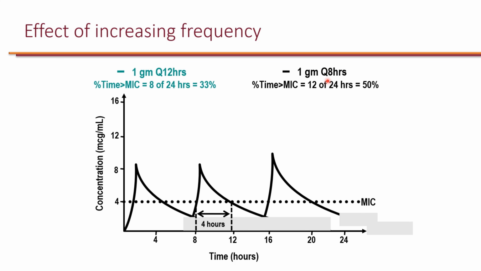The advantage of increasing the frequency instead of doubling the dose is that overall throughout the day you give less of the drug. So 2 gram Q12 will end up with 4 grams over a 24-hour period. With 1 gram every 8 hours, you end up with 3 grams every 24 hours.